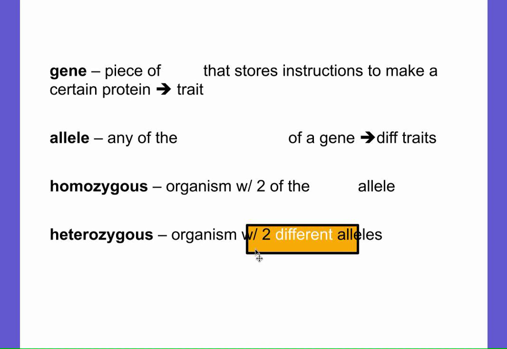So homozygous, you have two of the same alleles. Heterozygous, you have two different alleles. Only one color is going to show up when you're talking about flower colors. You're only really going to have one version of that trait, but you might have two different alleles for two different things.